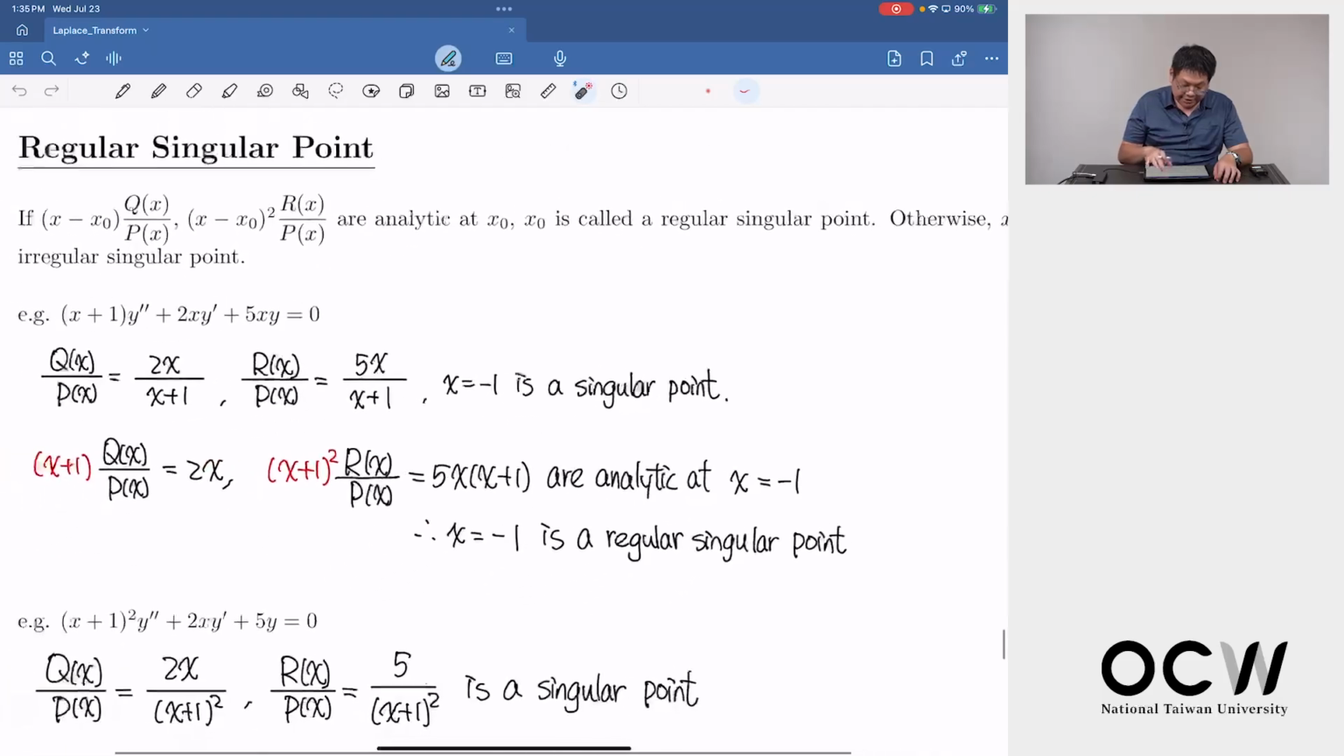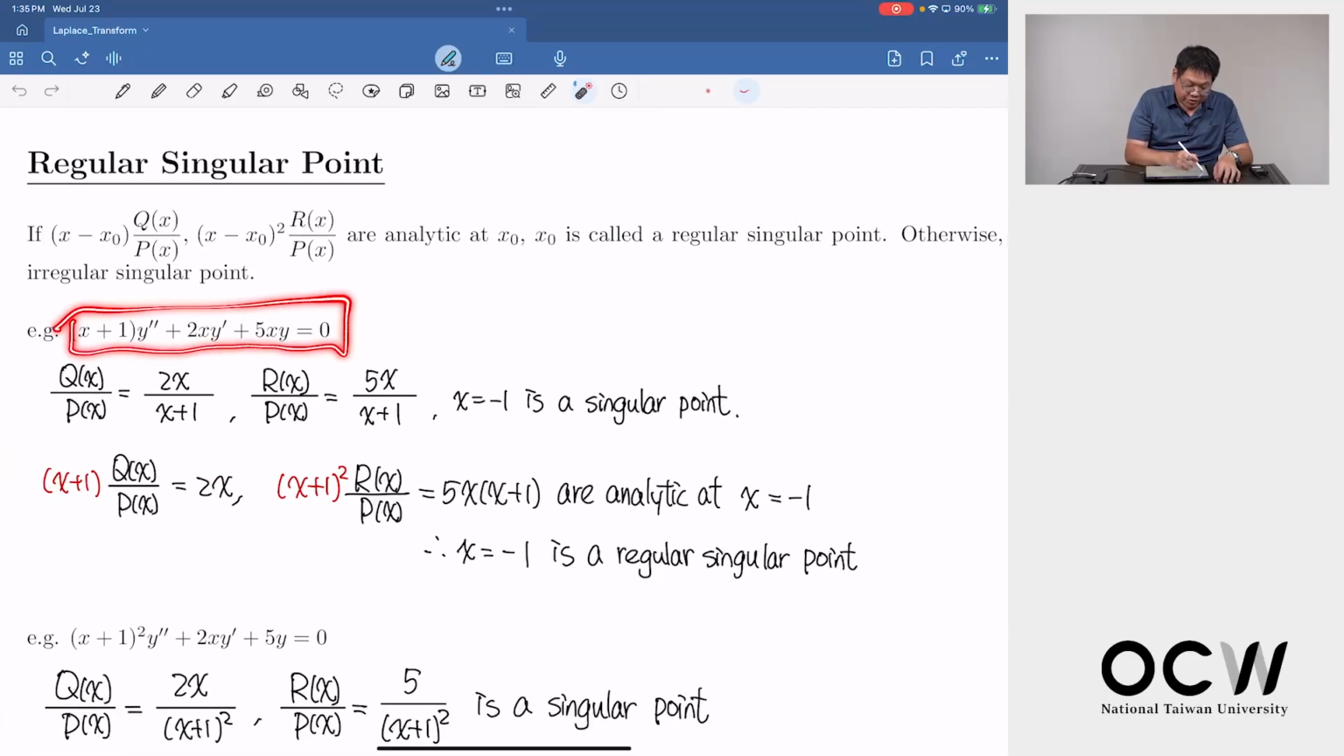Okay, so here is an example. This is the differential equation, and I would like to check whether x equals minus 1 is a singular point or not. Here we can see that Q(x) is 2x, P(x) is x plus 1, and R(x) is 5x. Apparently in the denominator, when x equals minus 1, this fraction goes to infinity. So x equals minus 1 is a singular point because it is not analytic.